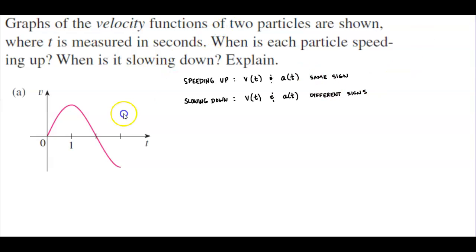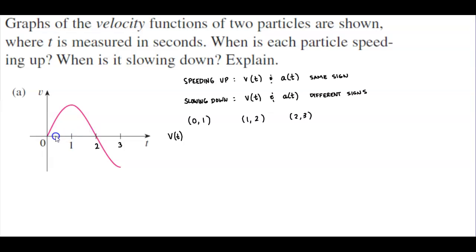Okay, so if we take a look here in the first graph, we go from 0 to 1, and then from 2, and then to 3. So we have an interval that goes from 0 to 1, and then another interval that goes from 1 to 2, then another interval that goes from 2 to 3. Okay, so we want to look at the velocity function. What does it tell us about the velocity function?